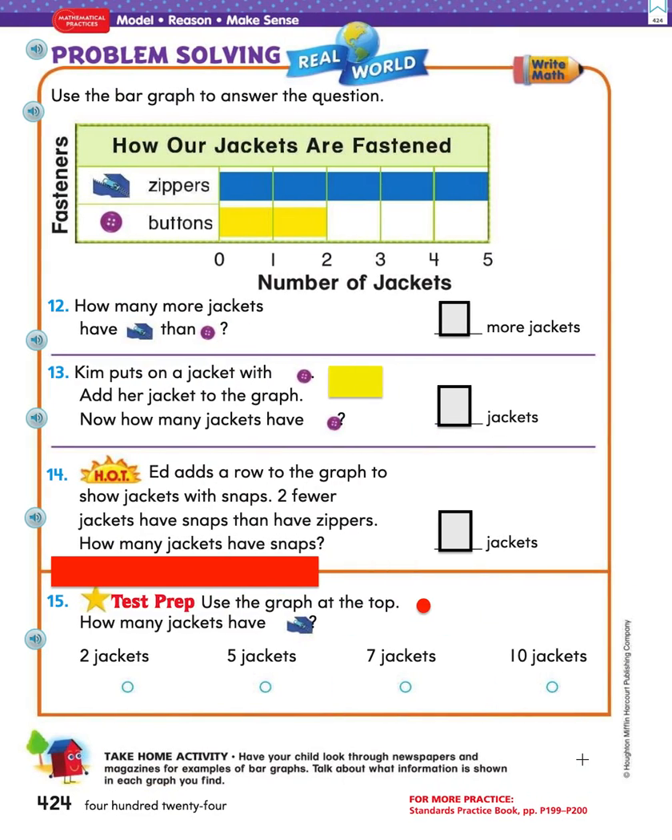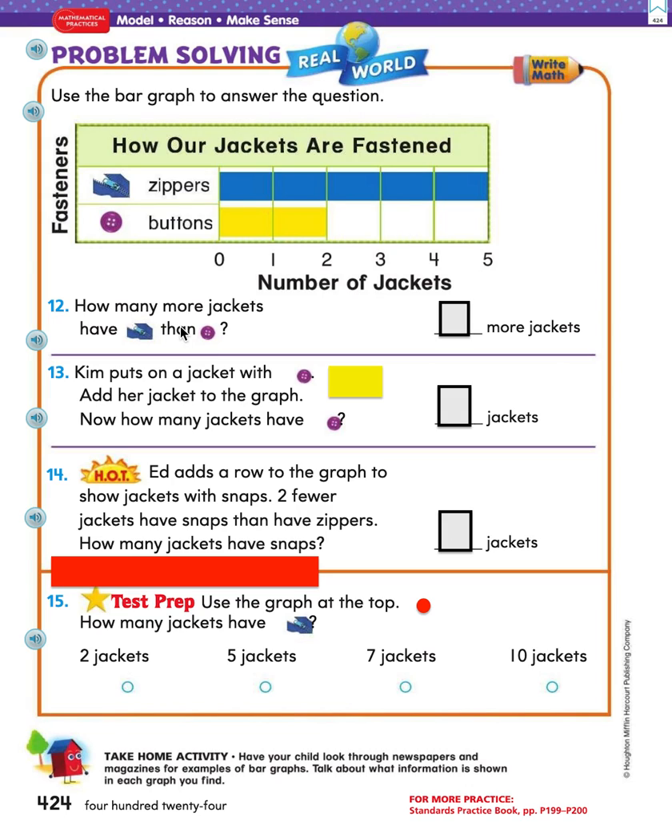Flip your page. Okay, our new bar graph. Our title is How Our Jackets Are Fastened. And then we have types of fasteners for our categories, that's what our categories are, and the numbers at the bottom says number of jackets. Okay? Number 12. How many more jackets have zippers than buttons?